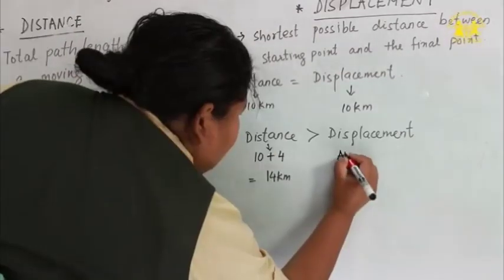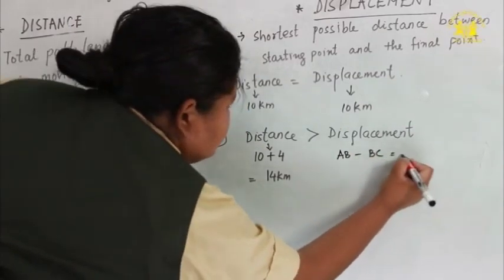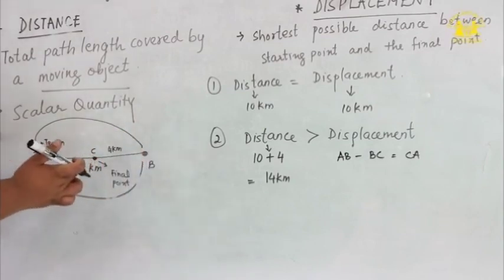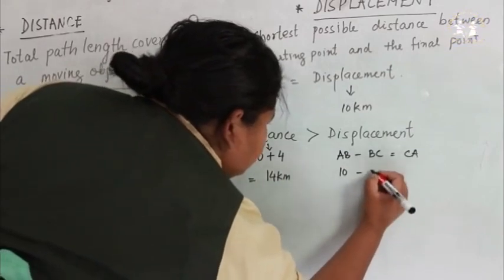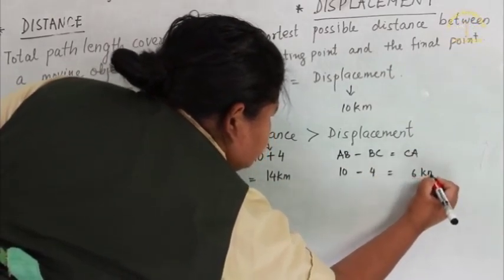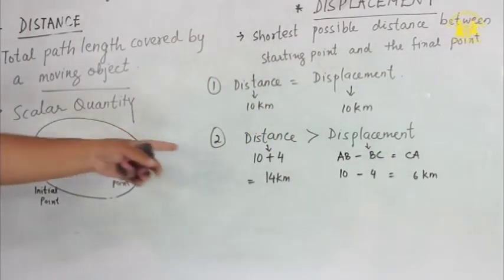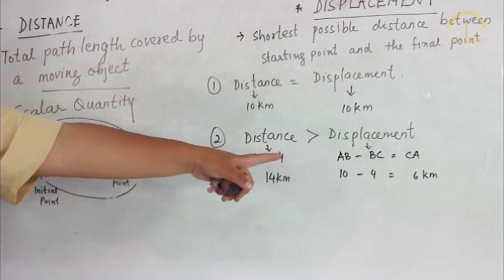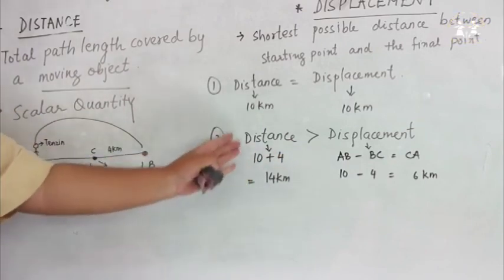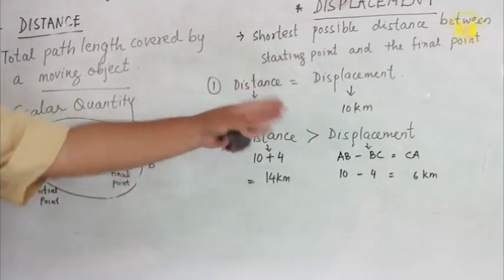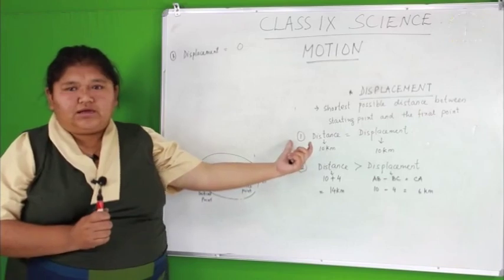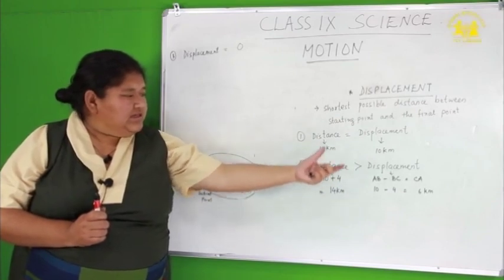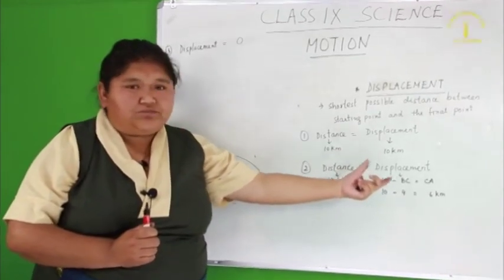Okay, let's say AB and BC; subtracting, we get the value of CA. So in that case AB is 10 kilometers, BC is 4 kilometers, and we get 6 kilometers here. So in this instance, the distance is 14 kilometers, the displacement is 6 kilometers. So here we have distance more than displacement. Value of distance is more than the displacement.